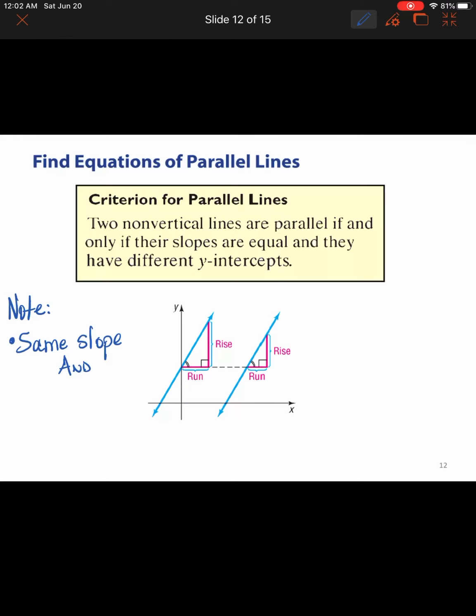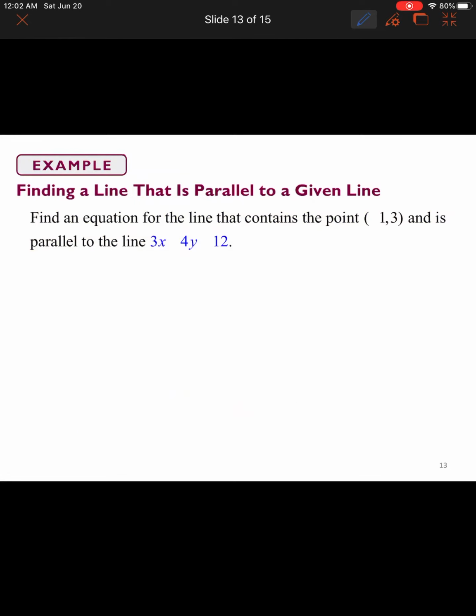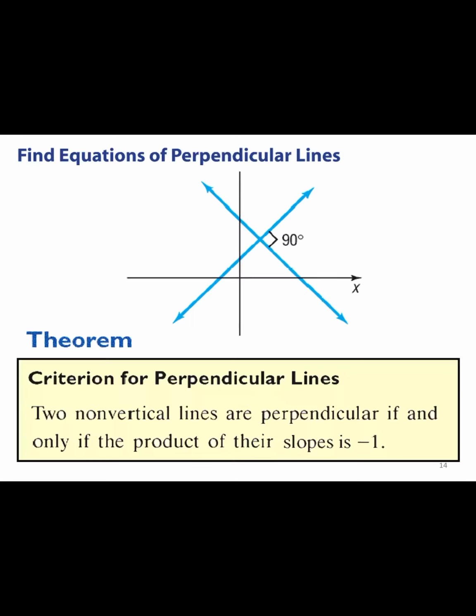and different y-intercepts. Same slopes and different y-intercepts. And I'm reading all the math jargon there. Two non-vertical lines are parallel if and only if their slopes are equal and they have different y-intercepts. Just keep in mind they must have the same slope and their y-intercepts must be different. All right.